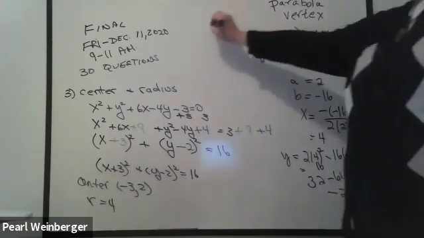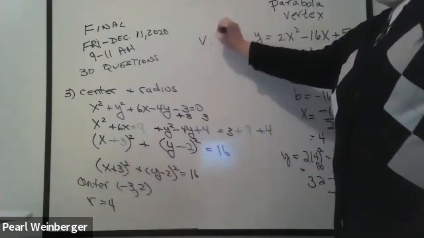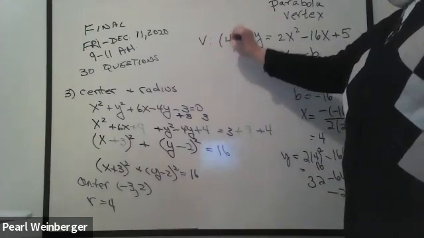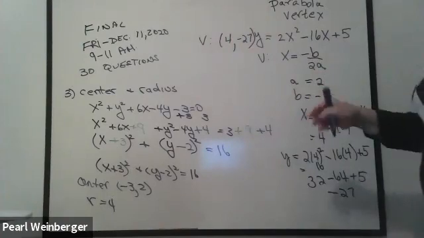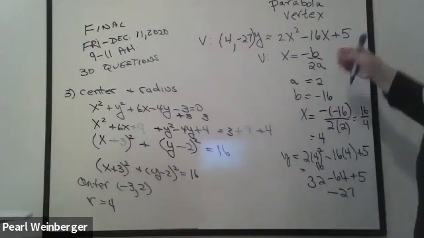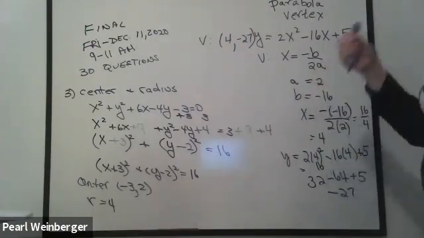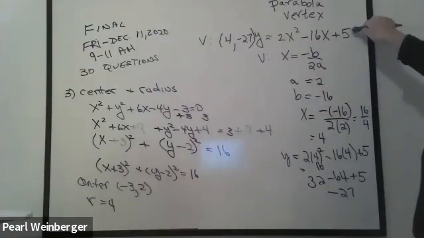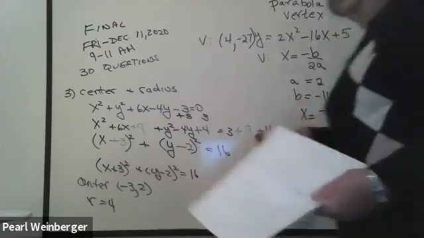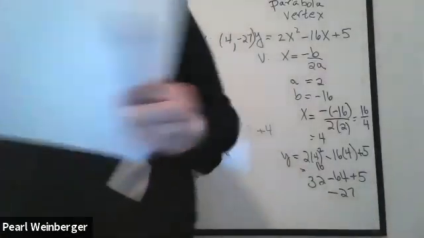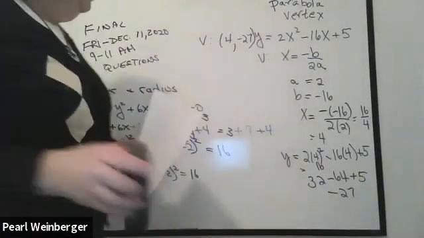So your vertex would be the point (4, -27). Don't forget, if they ask you to find the vertex, you use this formula, but that only gives you the x value, and you have to substitute it back into the equation to get the y value. So that takes care of the conic sections.